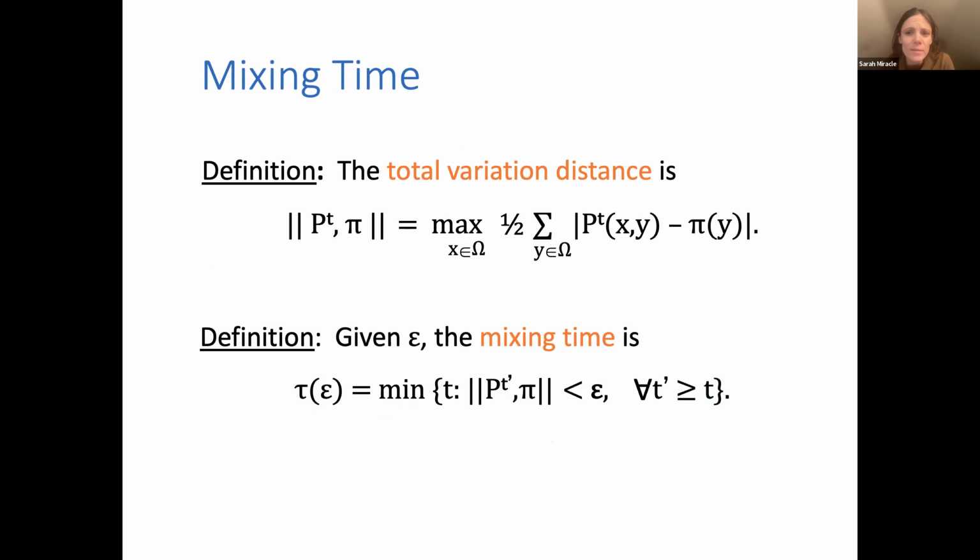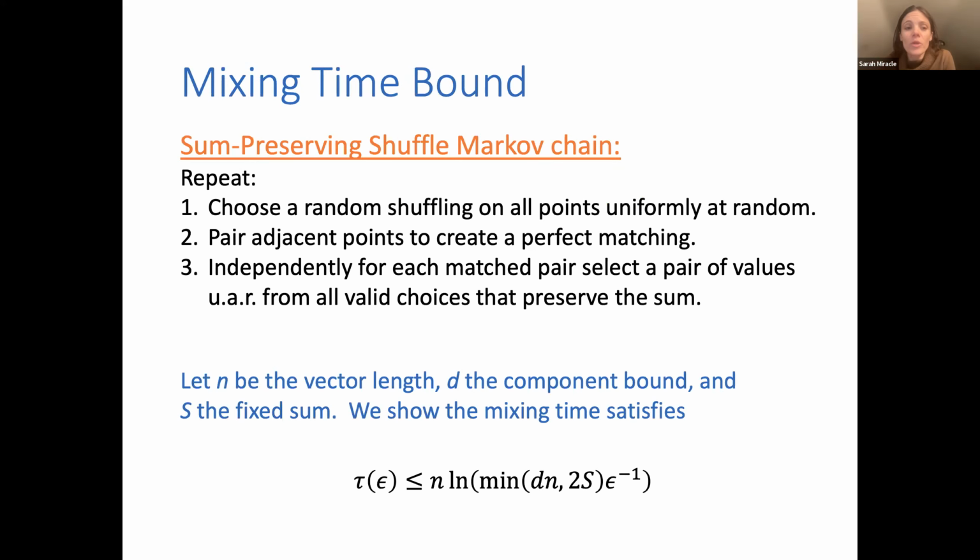Just to formalize, I'm going to talk about the mixing time. Here the mixing time is the amount of time until the difference between the distribution at time t and the stationary distribution is less than epsilon. So we're going to parameterize this by epsilon. And we show that if n is the vector length, d is the component bound, and s is the fixed sum, then the mixing time is upper bounded by n log of the minimum of dn, 2s, and 1 over epsilon.